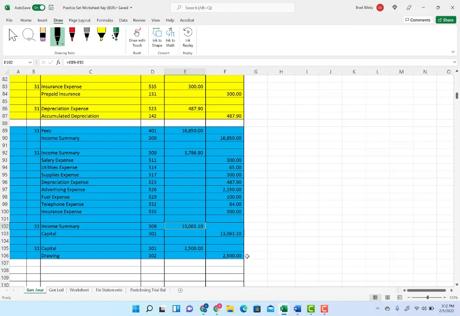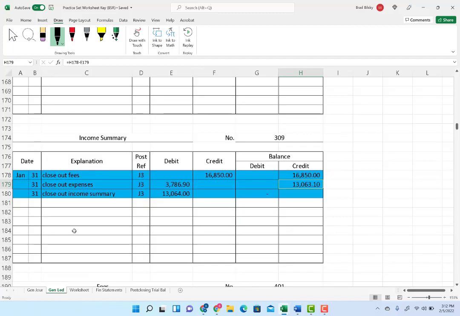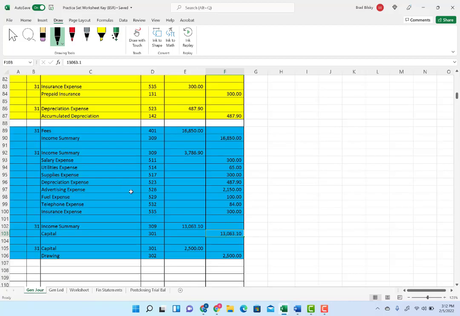So for the $13,063.10, I make the debit to income summary, I credit the capital account, then I come over to the general ledger and I update this. The whole project's already completed, so I'm going back and forth between the completed pieces, but you'd see the first closing entry at the income summary you posted here. This is the second one. Once we're at this point, we did these first two.